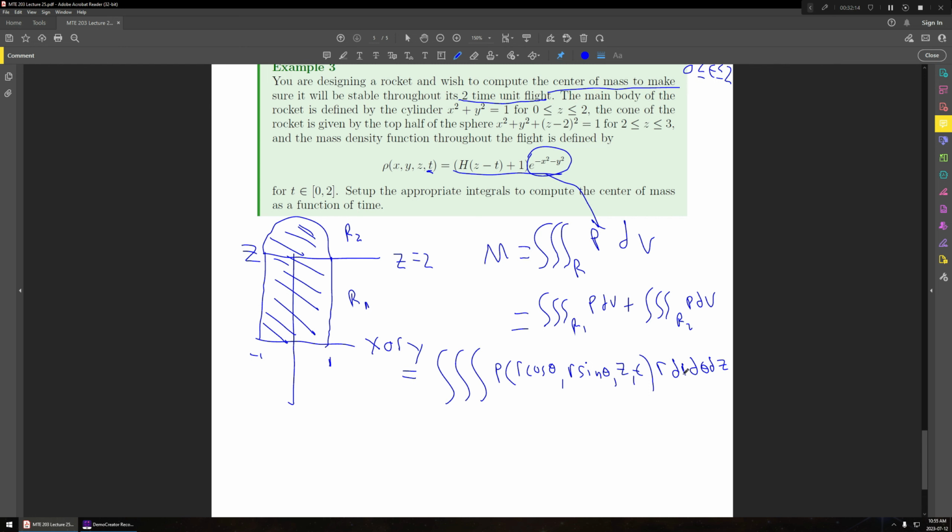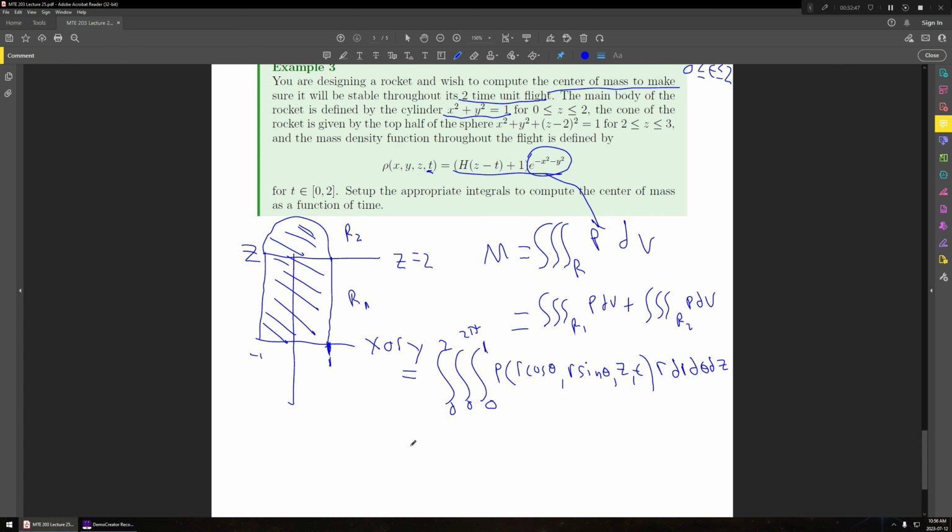Okay, now r, what is that? Well, at a minimum it's 0, right, to fill this whole thing in. And at a maximum, r gets all the way up here to 1. Or if we want to be more mechanical, this tells me r squared is equal to 1 as my upper limit, so r is 1. Theta, I want to go all the way around, so 0 to 2 pi. And z, I want to go from the bottom up to the top. Okay, so this term is computing the integral over r1.